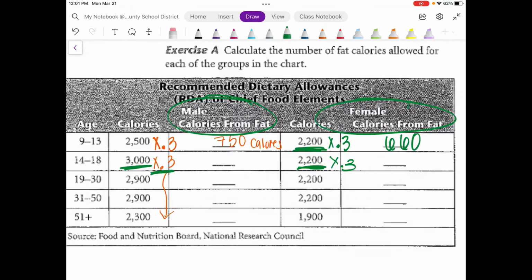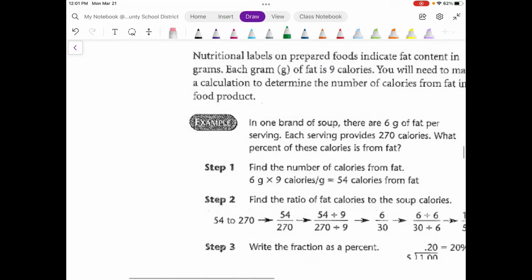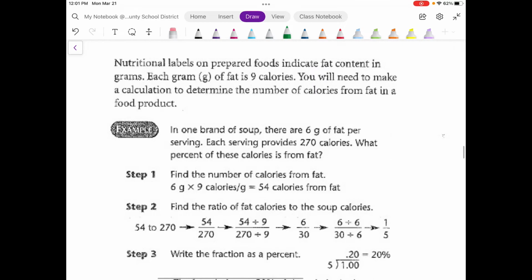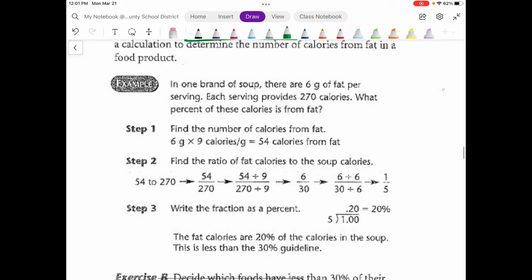Going on to the next page, nutrition labels on prepared foods indicate fat content in grams. Each gram of fat is 9 calories. This is important for you to know. You will need to make a calculation to determine the number of calories from fat in a food product. In one brand of soup, there are 6 grams of fat per serving. Each serving provides 270 calories. What percent of these calories is from fat?